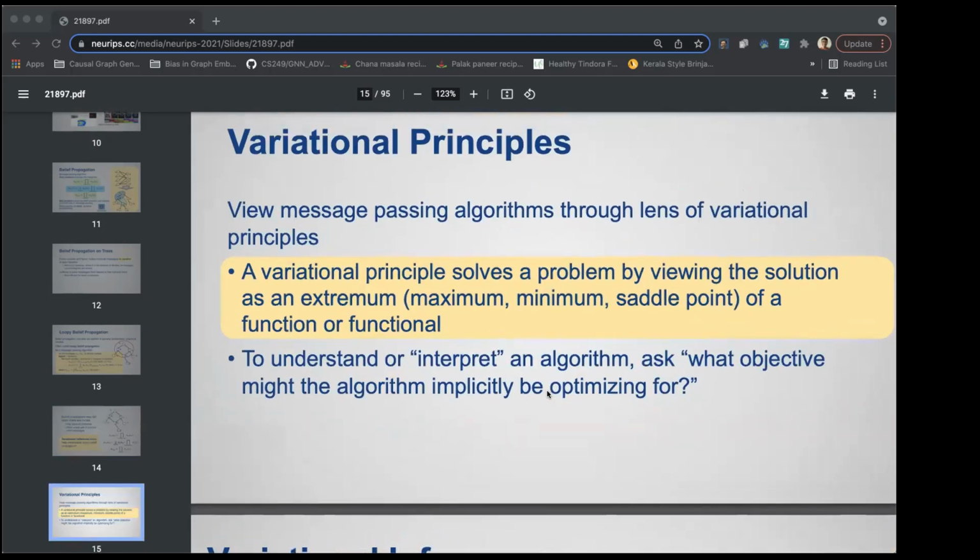So, variational principles. A variational principle solves a problem by viewing the solution as an extremum of a function or functional. So to understand or interpret an algorithm, we're going to ask what objective the algorithm might implicitly be optimizing for?